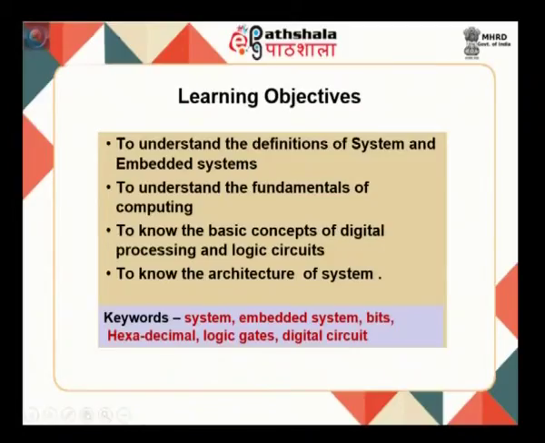Today's lecture is an introduction to computing. In this, we will be looking at the definitions of system and embedded systems, as well as the fundamentals of computing and basic concepts of digital processing and logic circuits. At the end, we will be looking at how the system is built up, so that the architecture will also be shown to you.